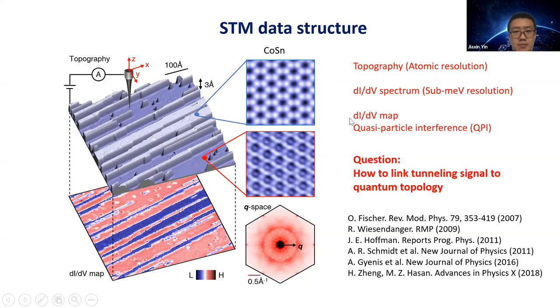So a natural question in studying these materials is how do we link the observed tunneling signal to the elusive quantum topology? From our experience, we mainly have three parts in this process. First, we document our data and compare with known non-topological materials, such as simple metals or 2D electron gas systems, and then we can find some anomalies. Second, we systematically perturb this anomaly by magnetic field or chemical engineering or other perturbations.